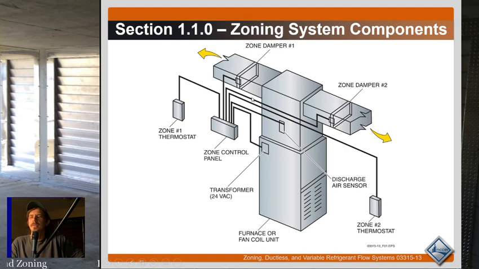So zone dampers on the supply side that open and close, alright, they're just dampers operated by a solenoid, which hopefully most of you guys are familiar with, whether you see them in fire smoke dampers or you see them on VAV systems or whatever the case may be. It's the exact same thing, just usually a 24-volt actuator that opens and closes a damper. Discharge air sensor, a zone control panel, which is everything is basically going to be controlled from that zone panel. Thermostats for every zone, and then a transformer for the zone control panel. So it's pretty simple overall.